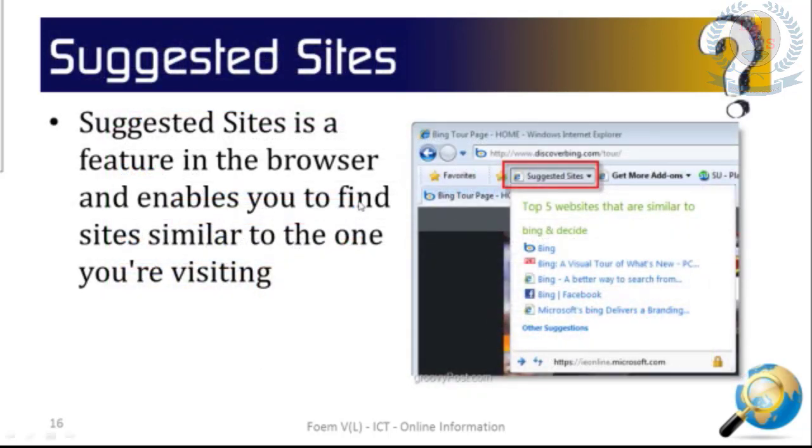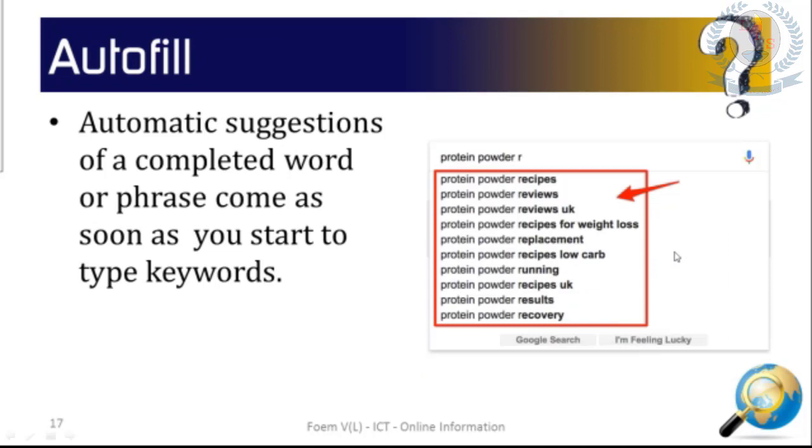Suggested sites is a feature given by a browser to find sites similar to the one you are visiting. Automatically it will give them to you, and you can search from the suggested sites also. Autofill is when, once you start typing the keywords, it shows different words or phrases beginning with your word. Without typing, you can select and go to the desired result, which reduces wasted time.